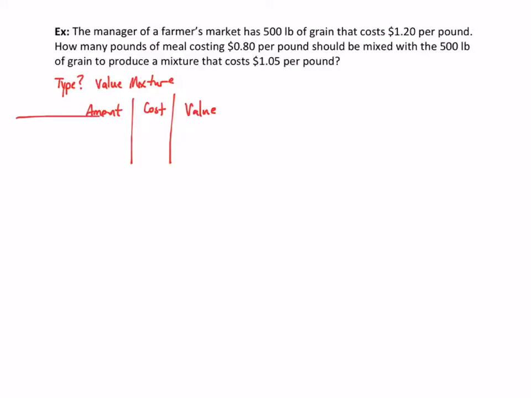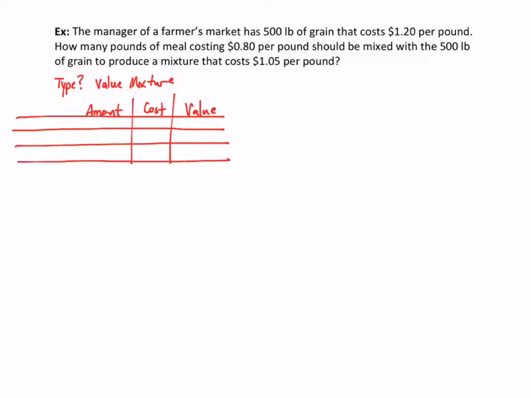Okay, so what are we mixing to come up with these pieces? We are mixing the $1.20 grain. We are mixing with the 0.80 grain to get a mixture.